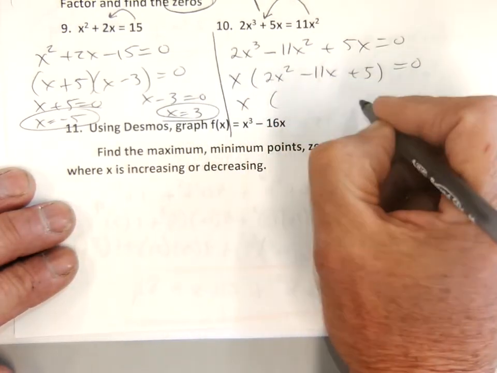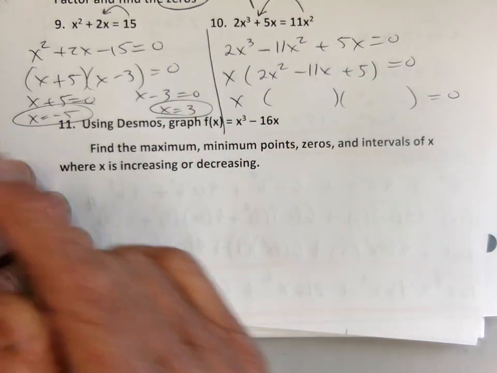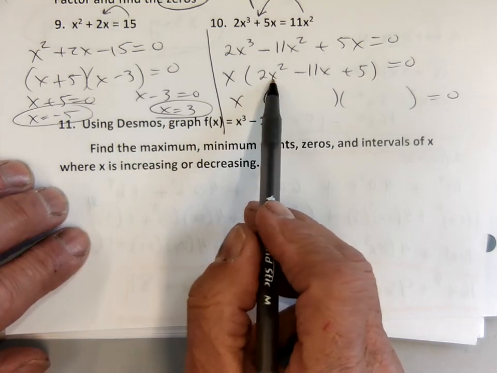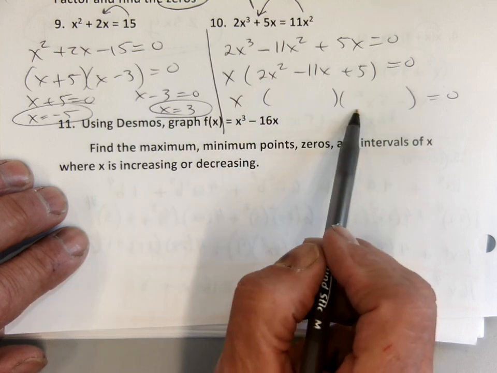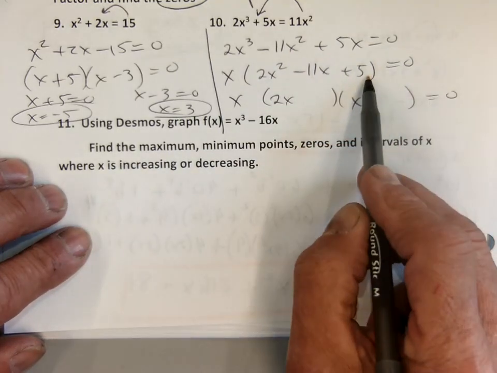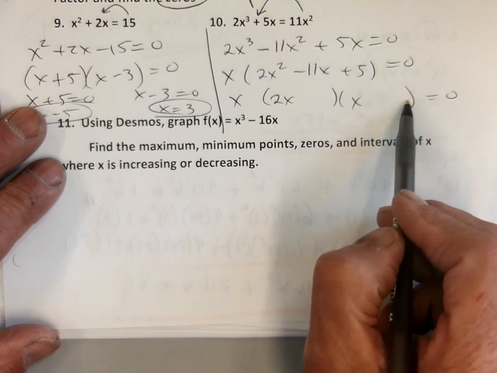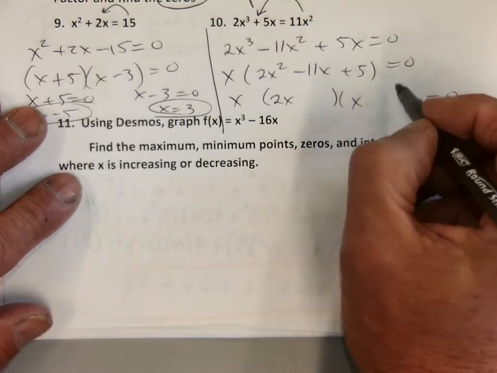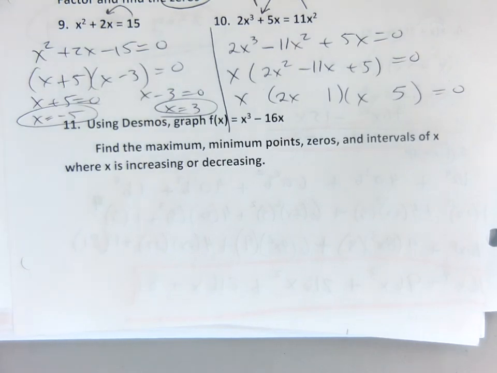Okay, and if I factor, well, there's only really one way to make a 2x squared, right? How am I going to make a 2x squared? Perfect. 2x and x. For the 5 and 1, I have to be careful. I'm going to put the 5 here and the 1 here, and you'll see why in a second.